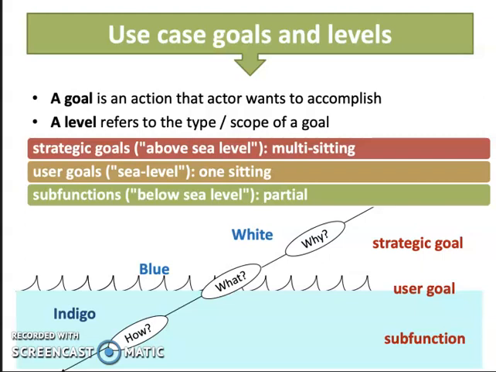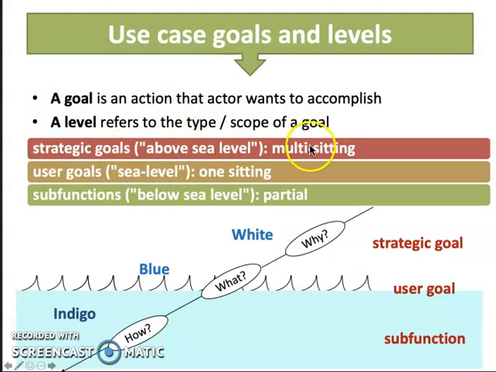So you remember that I said by definition an actor engages with the system to achieve a goal. Now that goal can be one of 3 types of goals. And this document that I'm referring to from Cockburn actually explains each one in detail. So the goal is an action that the user wants to accomplish from the system. The level refers to the type or the scope of this goal, right?